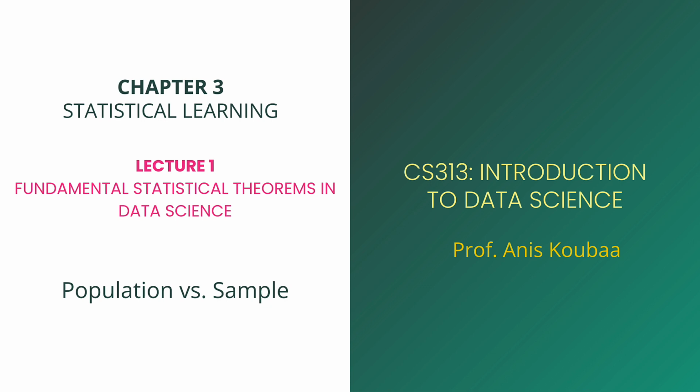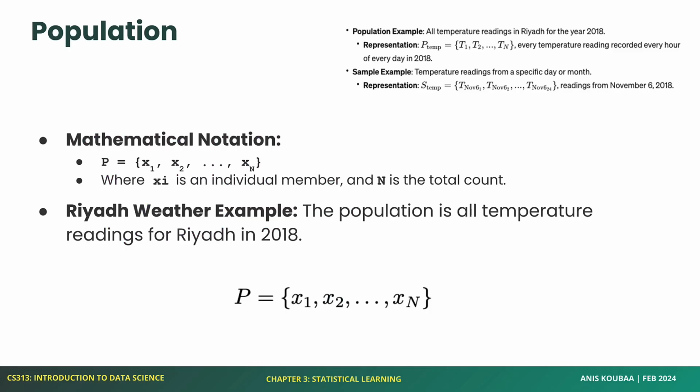And this is why, when we do data science projects, we need to be aware of population versus sample. It's almost impossible, or difficult in several cases, to work on the whole population. The population is simply defined as all individual members or all the data, where n is the total count of the population. We will have from x1 to xn.